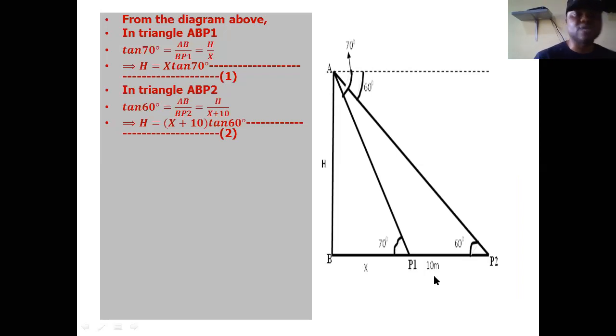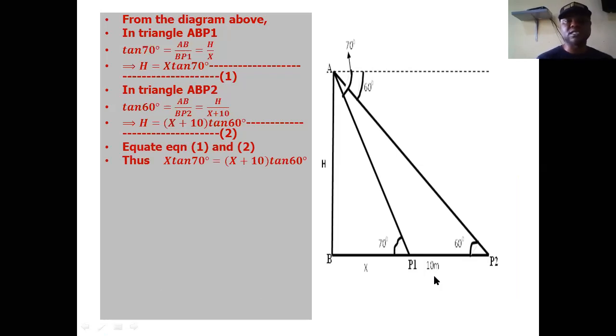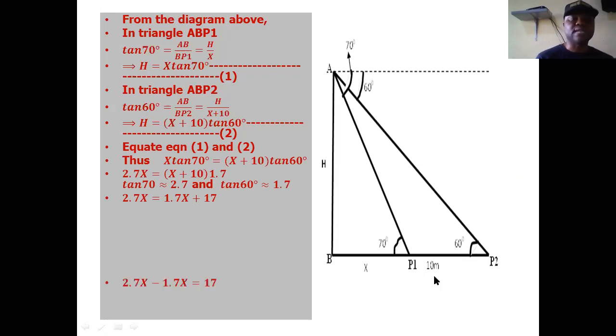So if H is equal to X times tan 70 in equation 1, and H is equal to X plus 10 times tan 60 in equation 2, we will now equate equations 1 and 2 to solve for X. Open the bracket on the right hand side. Tan 60 is actually 1.7, and tan 70 is 2.7, so 2.7X equals X plus 10 times 1.7. Open the bracket on the left hand side. Collect like terms to solve for X, and you will have X to be 17.